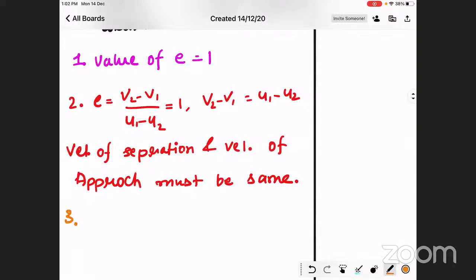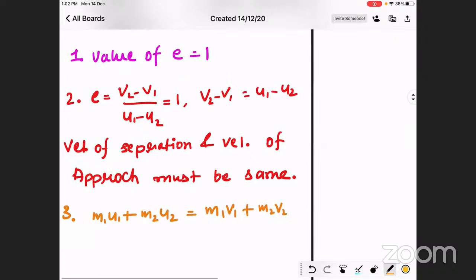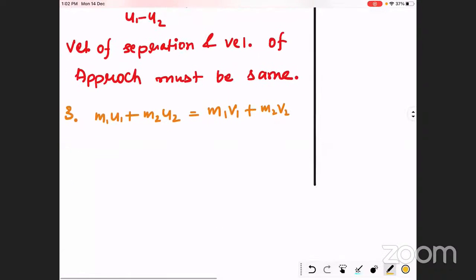Okay, let's talk about the next point. Point number 3. We can apply conservation of linear momentum. m1 u1 plus m2 u2 must be equal to m1 v1 plus m2 v2. Okay, Devraj? The fourth most important point, we can apply conservation of energy, means kinetic energy will remain conserved and there is no loss of energy. Right? There should be no loss of energy.